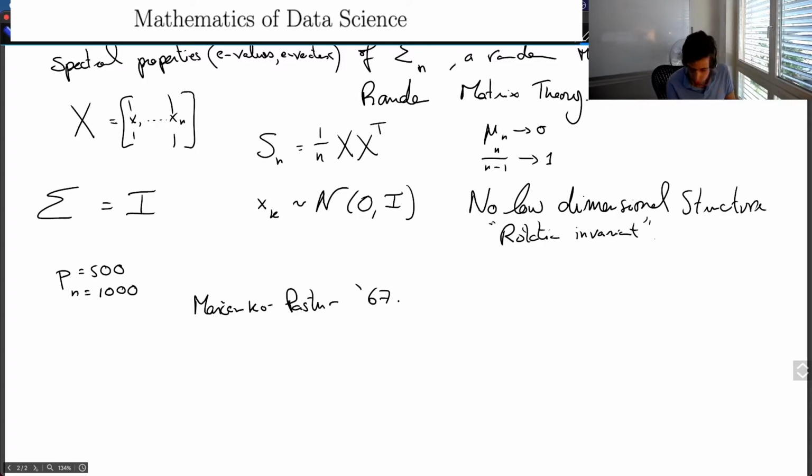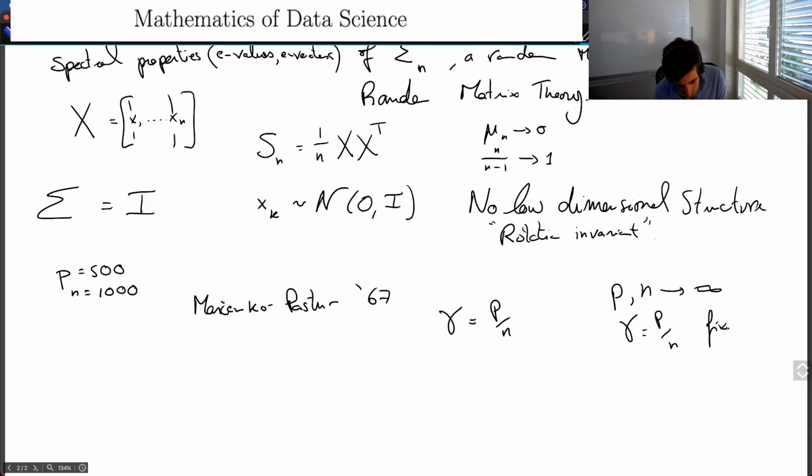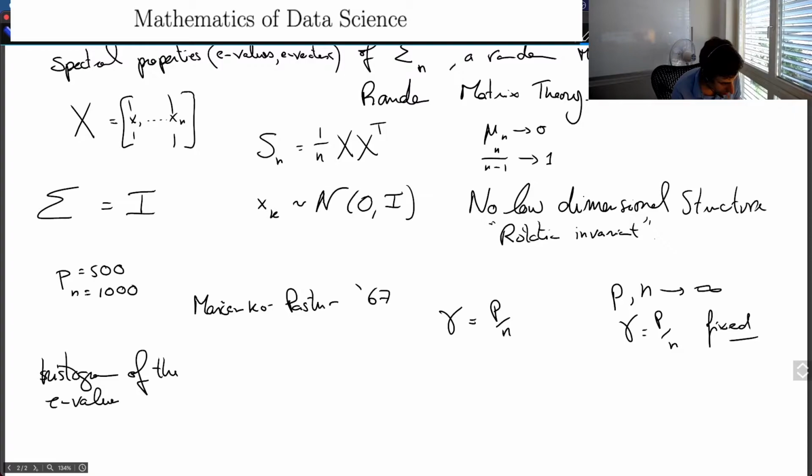Okay? And the right way to normalize it is to have a parameter gamma, which is equal to p over n, to take p and n going to infinity, but have this fixed. In that case, I just took gamma to be a half. And now in this limit, you can ask what the histogram of the eigenvalues looks like. The histogram of the eigenvalues of Sn will converge in the limit to a certain distribution, in a certain weak convergence sense that I'm not going to describe very carefully.